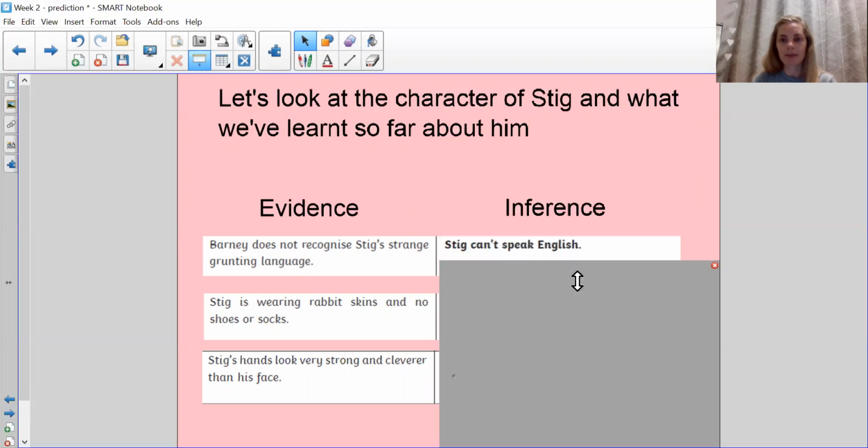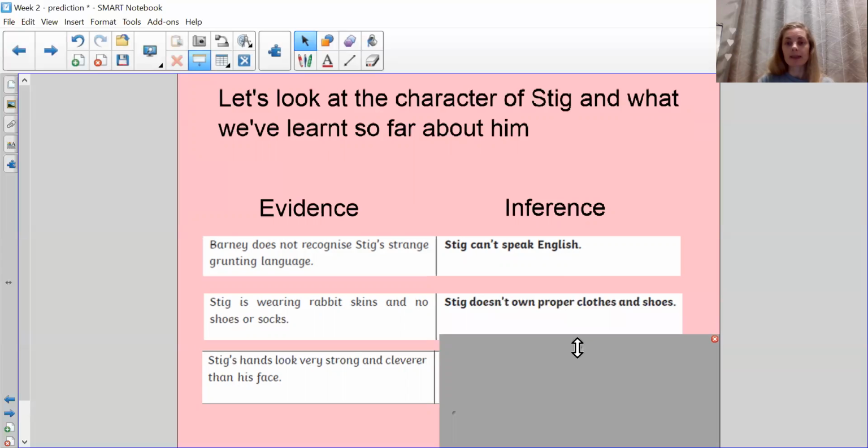Right, let's see how you've done. The first one, where it says that he has a strange grunting language, would indicate the fact that Stig just can't speak English very well. So he doesn't really produce the sounds of English, and so Barney does find it sometimes tricky to understand him. Right, he's wearing rabbit skins. This tells us that he doesn't own proper clothes or shoes. So that evidence would support the fact that he doesn't own normal clothes.